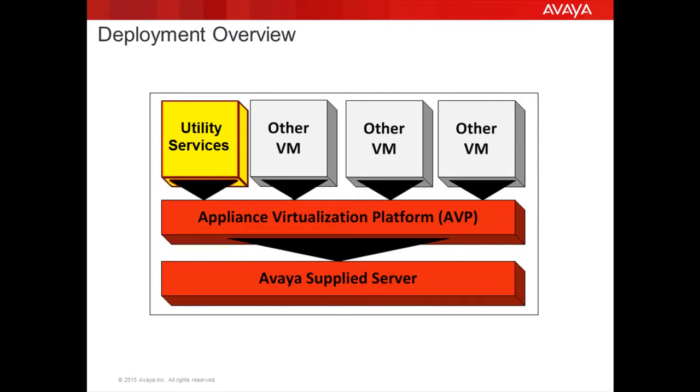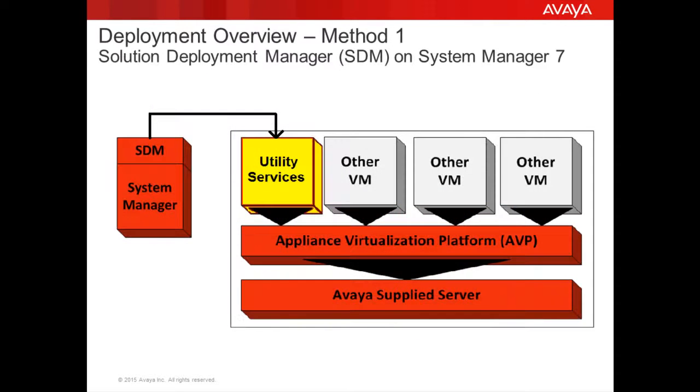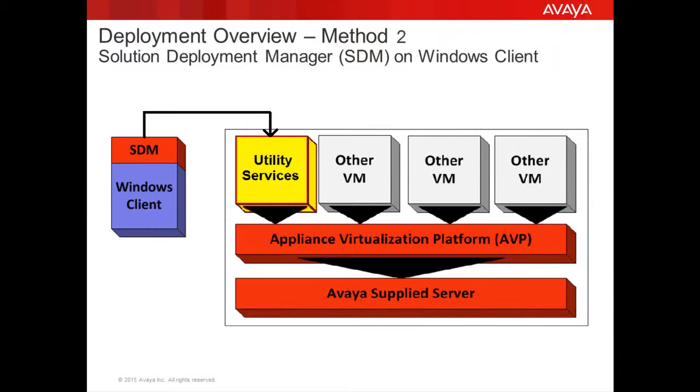There are two methods you can use to deploy utility services. The first method is that you can use Solution Deployment Manager from System Manager 7 to deploy utility services. The second method you can use is to deploy utility services through a standalone Solution Deployment Manager, or SDM, installed on a Windows client PC. This is the method I'm going to be using today.